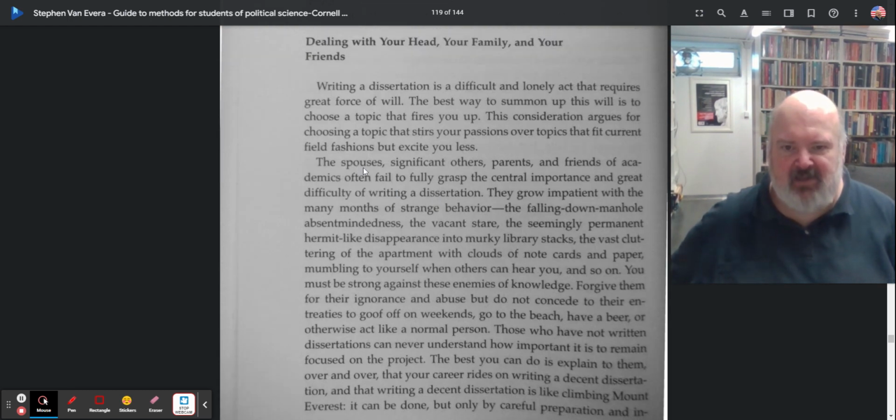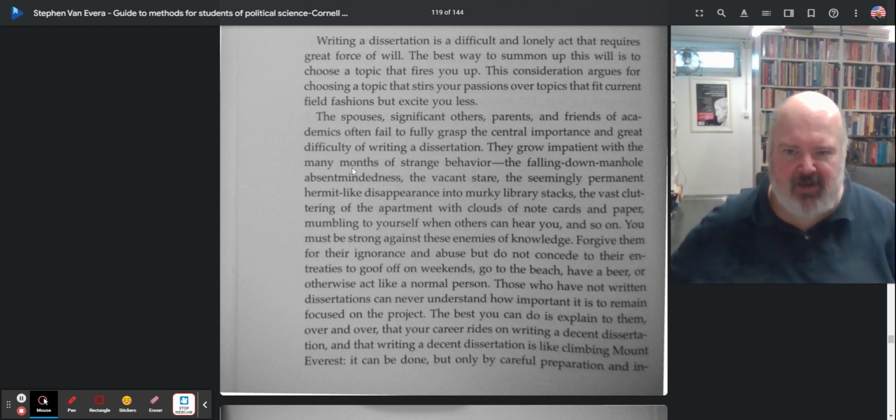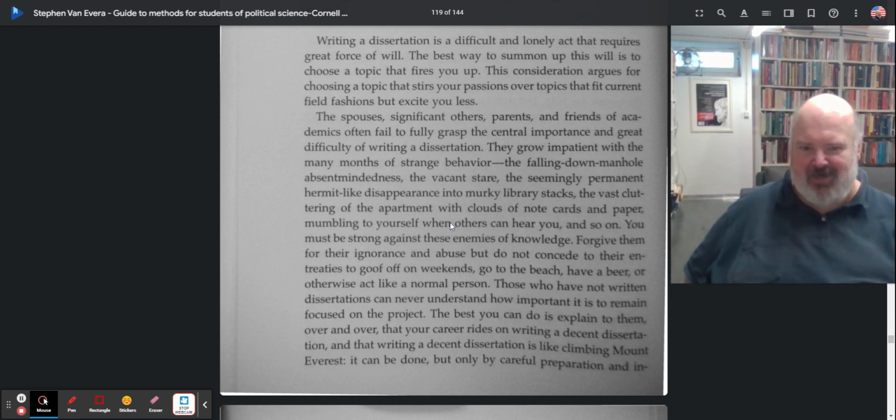The spouses, significant others, parents, and friends of academics will often fail to grasp the central importance and great difficulties of writing a dissertation. They grow impatient with the many months of strange behavior: falling down manholes of absent-mindedness, the vacant stare, the seemingly permanent hermit-like disappearance into the muddy library stacks, the vast cluttering of the apartment with clouds of note cards and paper, mumbling to yourself when others can hear you, and so on.